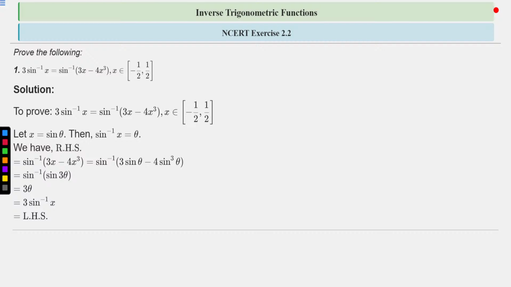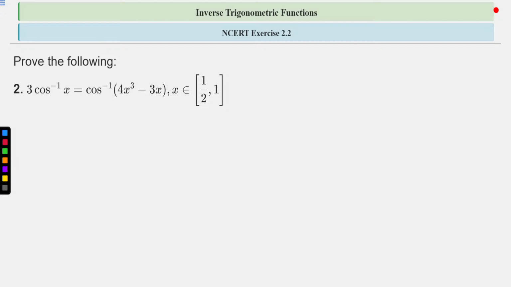Okay, let us move to the next question. Next question is prove the following. We have to prove that 3 cos inverse x is equal to cos inverse of 4x cube minus 3x, when x belongs to 1 by 2 to 1, right?